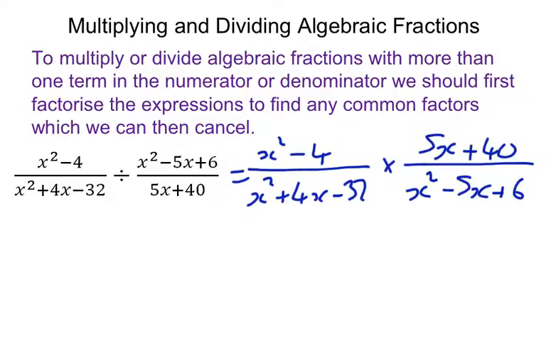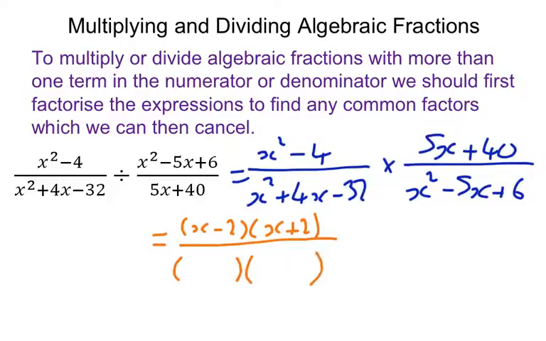Now we need to factorise all the expressions in this fraction. On the top there, x squared minus 4 is the difference of two squares, so that's going to give us x minus 2, x plus 2, and on the bottom we're going to get, we want two numbers that multiply to make minus 32 and add to give plus 4, and that's going to be plus 8 and minus 4. In the second fraction here, we're going to get 5x plus 40, but that can be factorised to 5 brackets x plus 8.